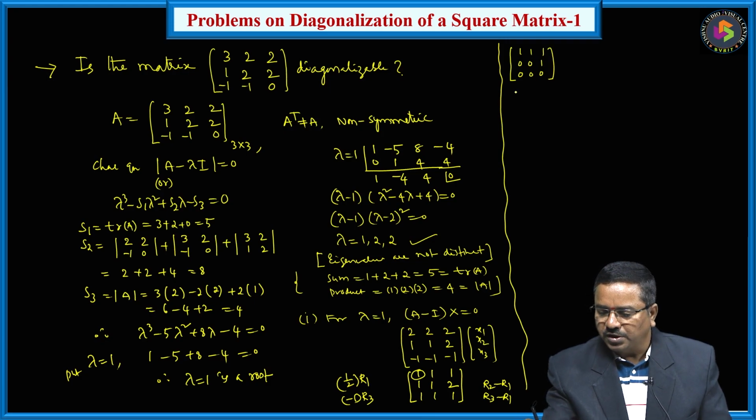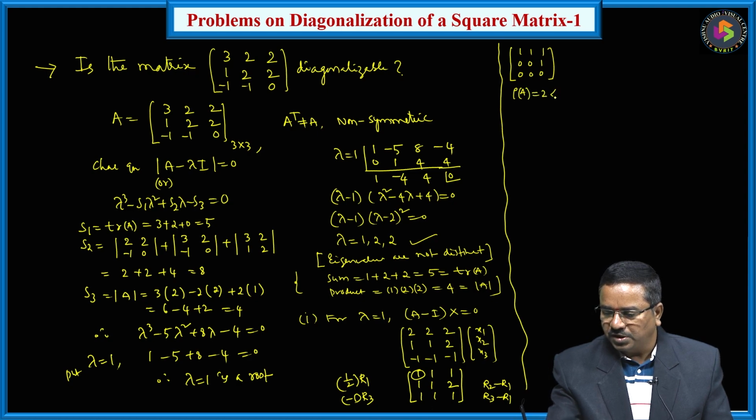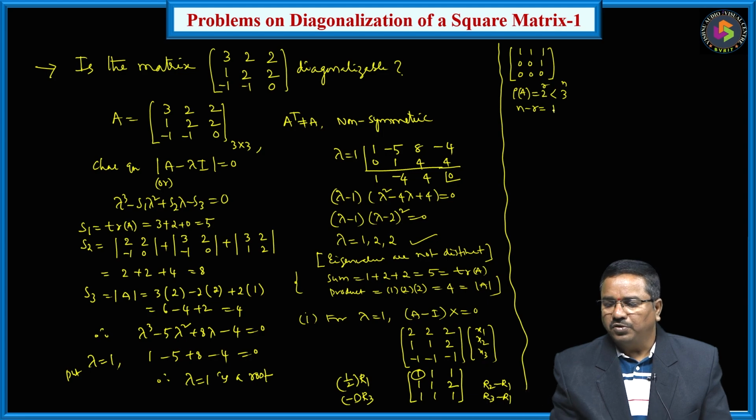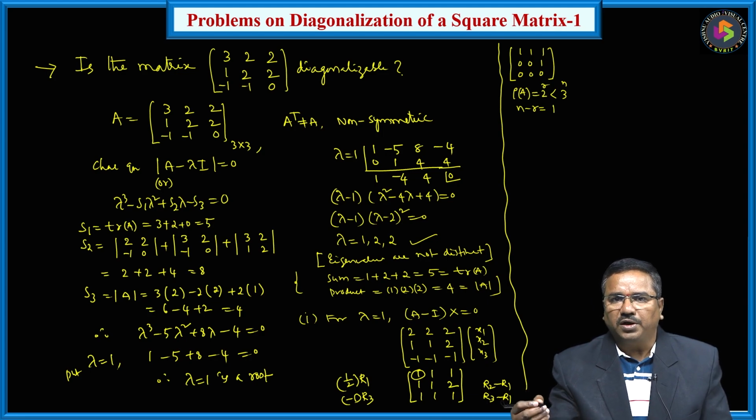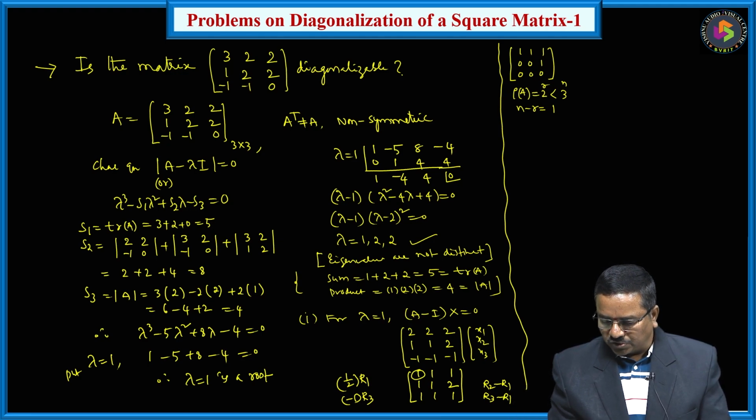Once you have the echelon form, what is the rank? Number of non-zero rows is the rank, which is 2. You compare with number of unknowns is 3. So, this is the r, this is the n. What is n minus r? It is 3 minus 2, which is 1. We know the significance of this one, hope everyone knows. This will tell us how many unknowns are assigned arbitrarily. By assigning one unknown arbitrarily, we are going to solve this system.